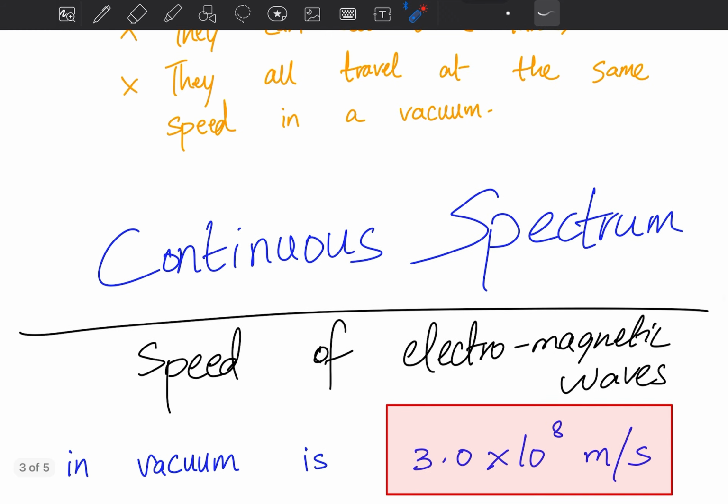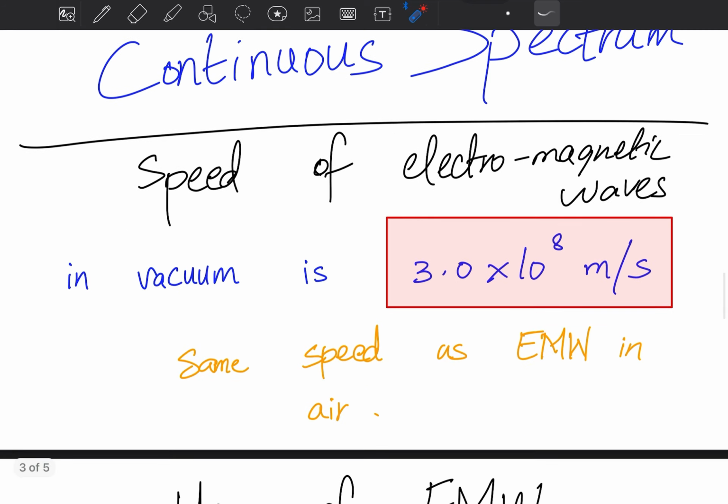The seven types of electromagnetic waves together form a continuous spectrum. Now, the speed of electromagnetic waves in a vacuum is 3.0 times 10 to the power of 8 meters per second. You can also say it as 3 times 10 to the power of 8 meters per second. This speed is approximately the same as the speed of electromagnetic waves in air.